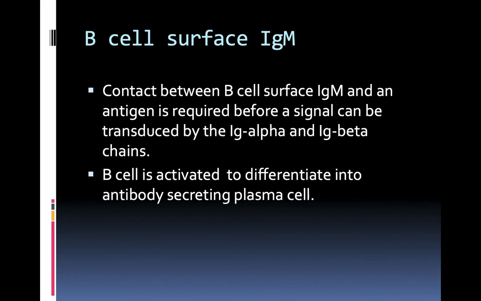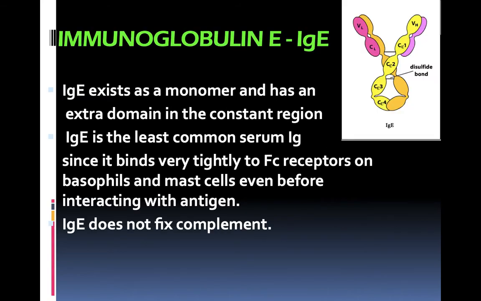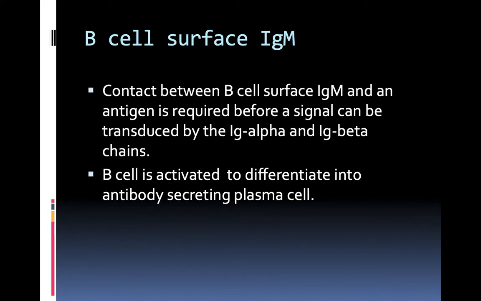Now, a B cell that is activated because of that antigen recognition will differentiate into an antibody secreting plasma cell, and in some instances you expect that the secretion of our IgM will occur. Something I have to mention here.